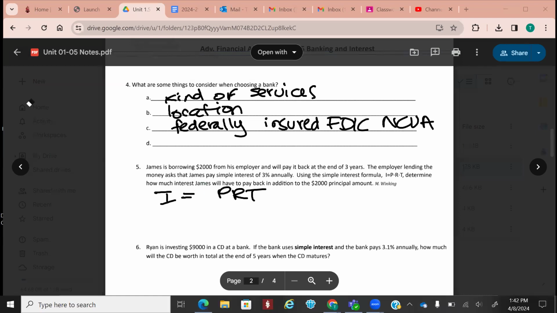There we go. All right, our principal amount is 2,000. Our rate, we're going to turn it into a decimal, 0.03. And then we're going to do it for 3 years. So that'll be $180. So he'll pay $180 on top of that 2,000. Okay, so that's why borrowing money is such a profitable thing for some people, because the amount of time that you spend holding on to that money, it costs you more.